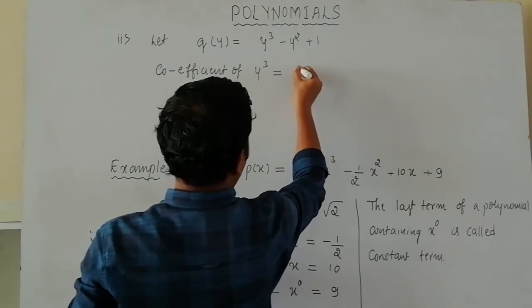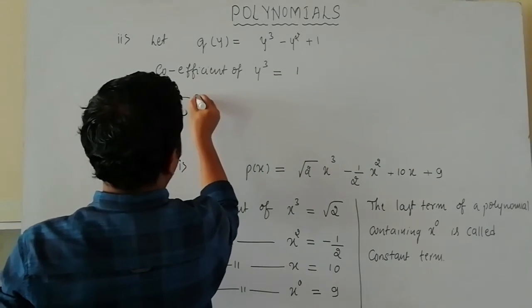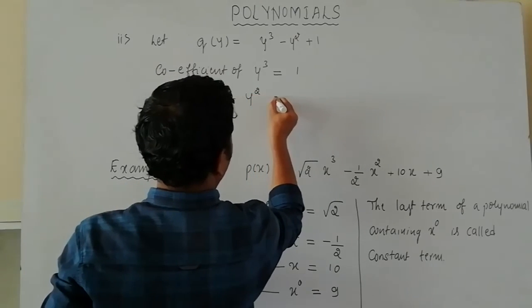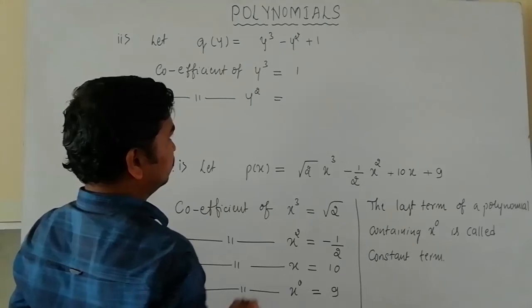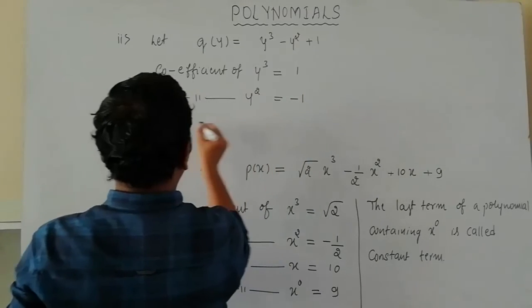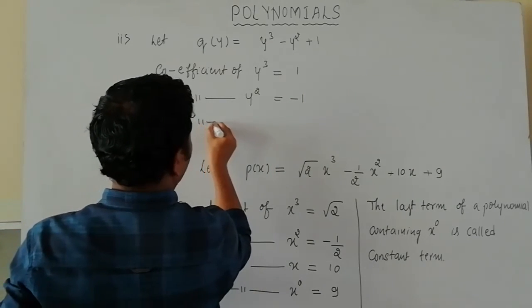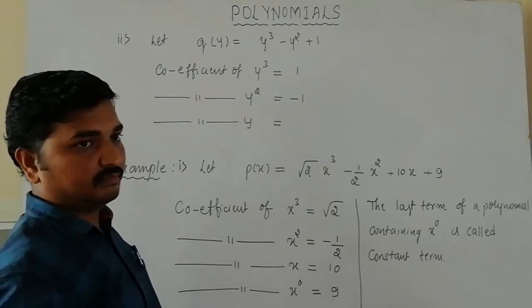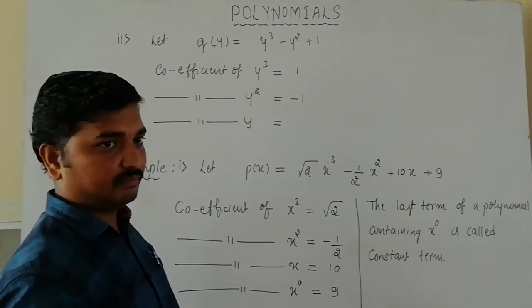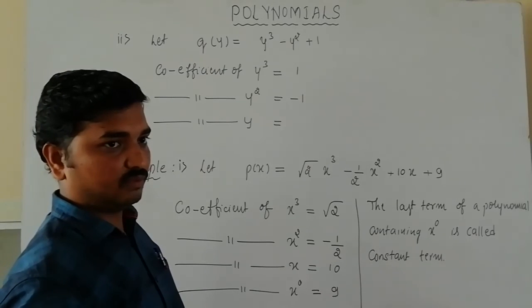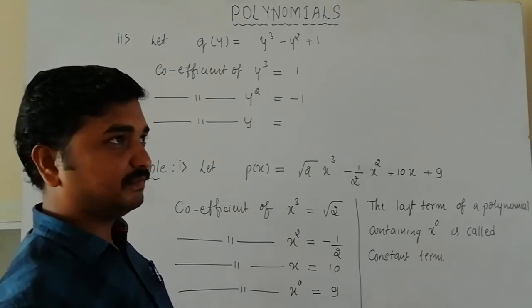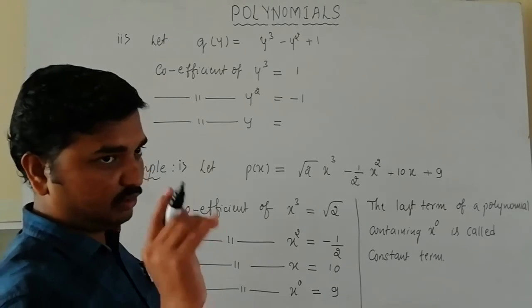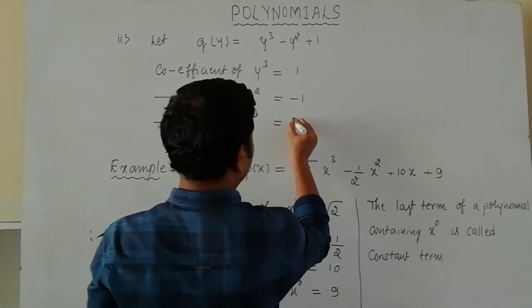1. Okay, right. Okay, so now tell me coefficient of y power 2. Minus 1. Okay, now tell me coefficient of y. What is the coefficient of y? 1? 0 is the right answer. Coefficient of y is what? 0.